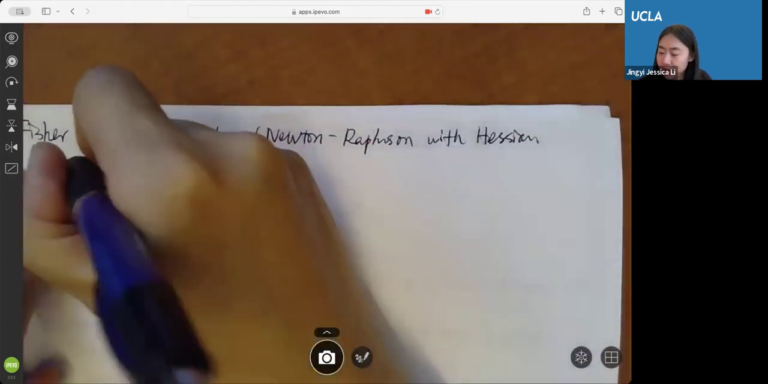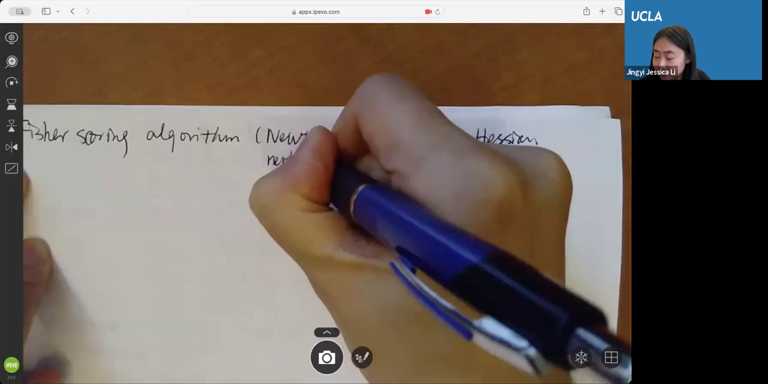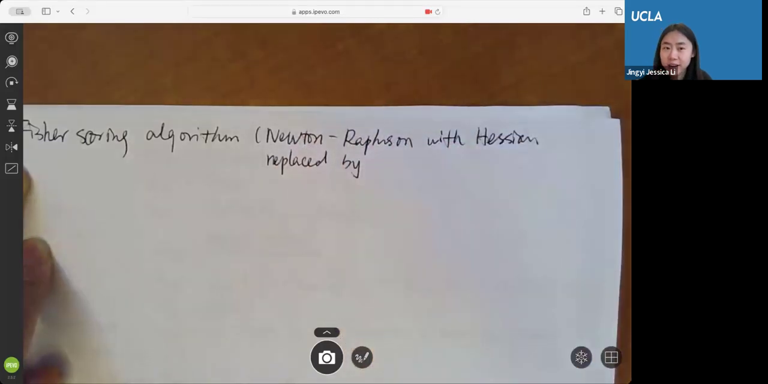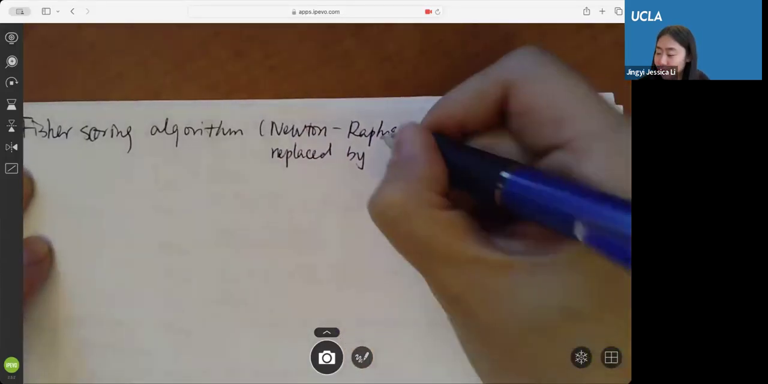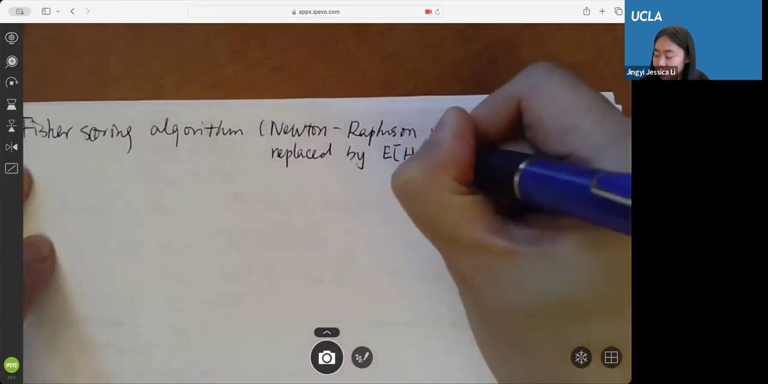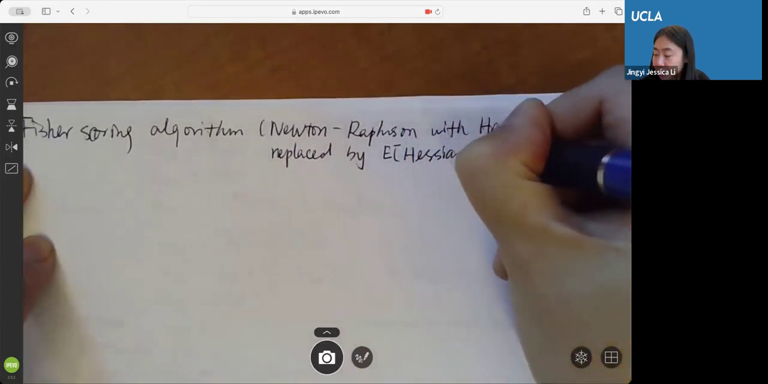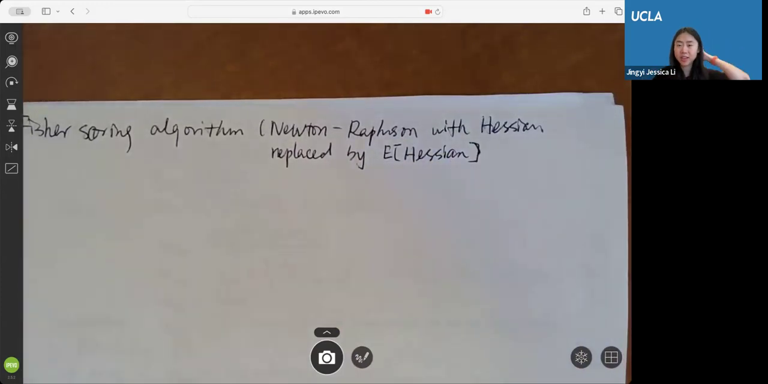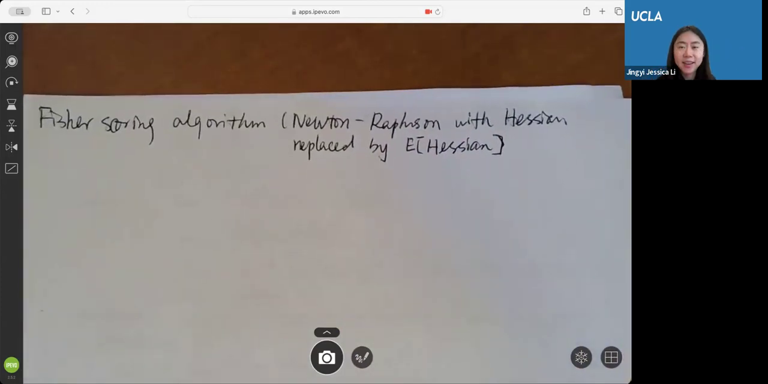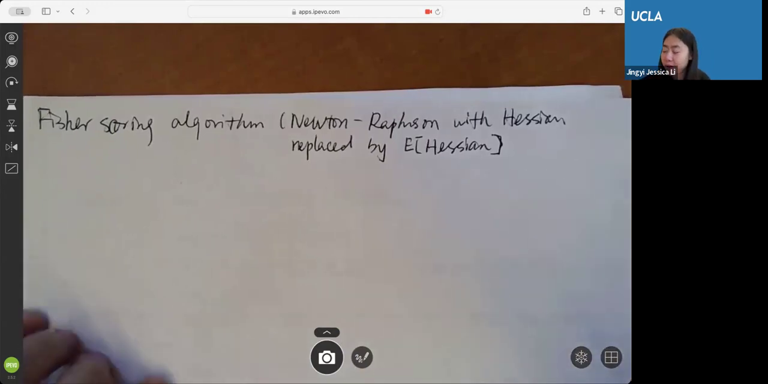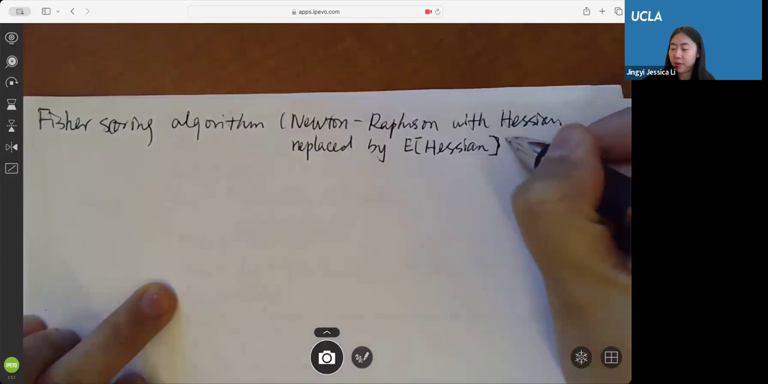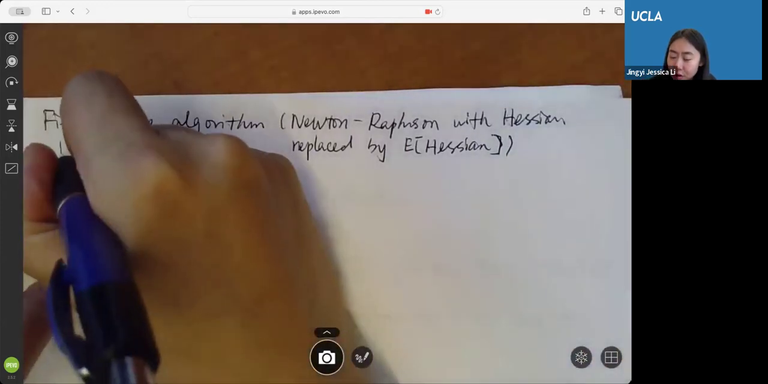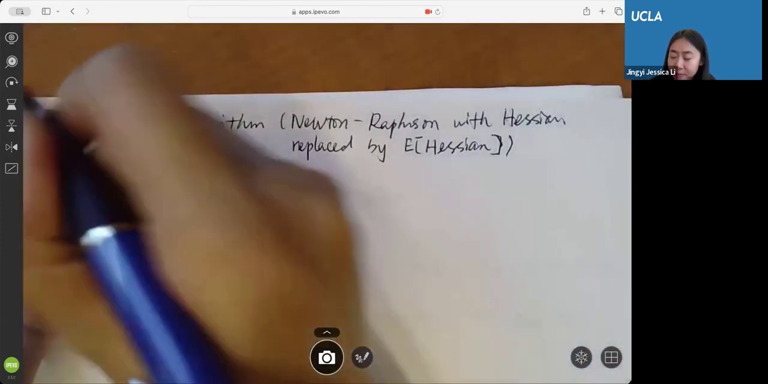With the Hessian replaced by its expectation. And actually, we know that the expectation of minus Hessian, or negative sign multiplied by the Hessian, is called Fisher information. That's the Fisher information matrix. Okay, that's Fisher scoring.